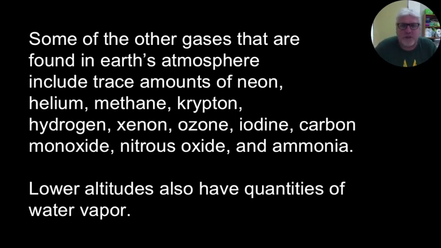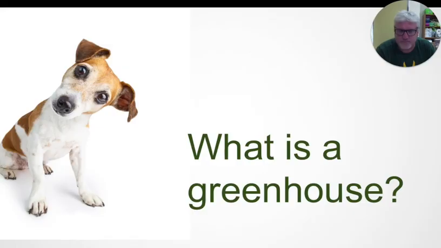These other gases that are found in the Earth's atmosphere include very small or trace amounts of neon, helium, methane, krypton, hydrogen, xenon, ozone, iodine, carbon monoxide, nitrous oxide, and ammonia. Okay. Lower altitudes also have quantities of water vapor, clouds, things like that. Okay, so it's common stuff, a lot of these.